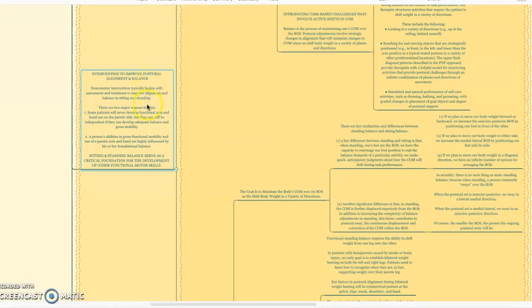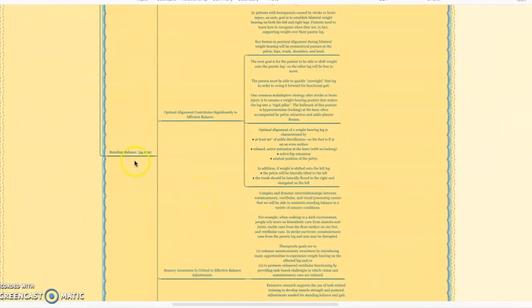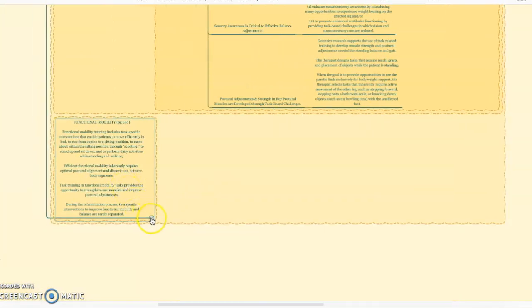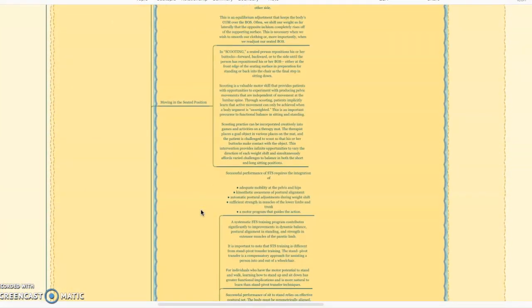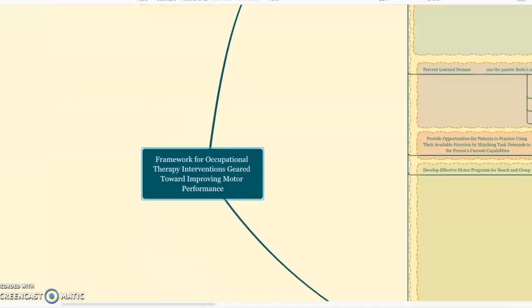Intervention to improve postural alignment and balance. So say you want to work on standing balance, it gives you all these different things that you can consider when making an intervention plan for your client. And then same thing for functional mobility. You have all the different desired goals and then ways for your client to be able to achieve those goals, which is great. And then framework for occupational therapy interventions geared towards improving motor performance.